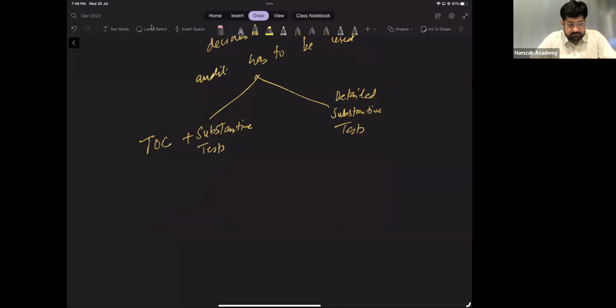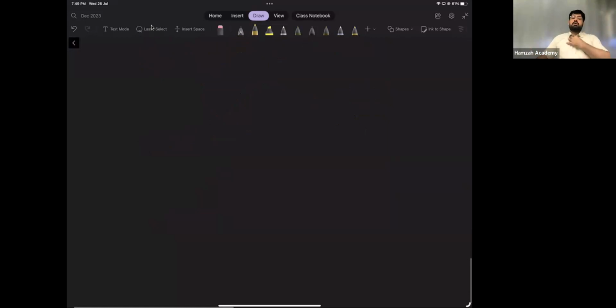Now, students, this is the task of the auditor. So why is the auditor testing controls? Remember, for this purpose, we need to talk about a few things.